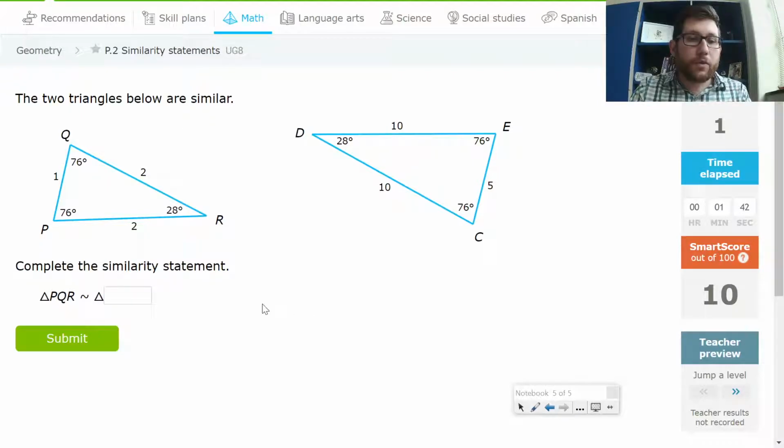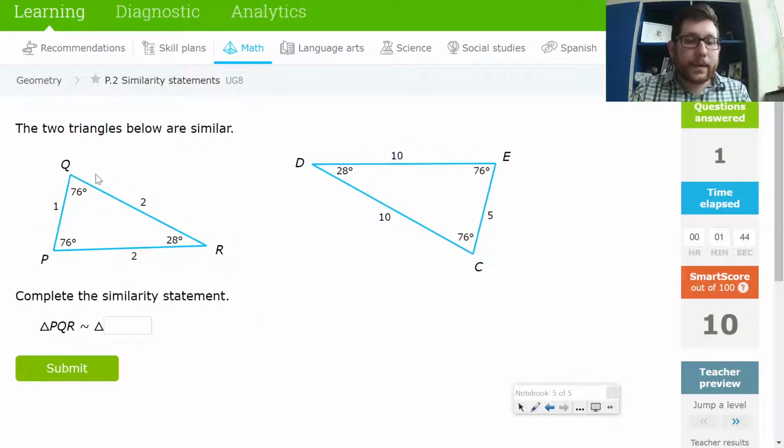All right, so let's try another one here. P, Q, R. Okay, now notice P and Q, they have the same angle, 76, 76. Same with C and E, so I could do either one. I'll do C, P to Q. Notice how it went across the short side. Okay, so we're going to go across the short side, C to E to D.